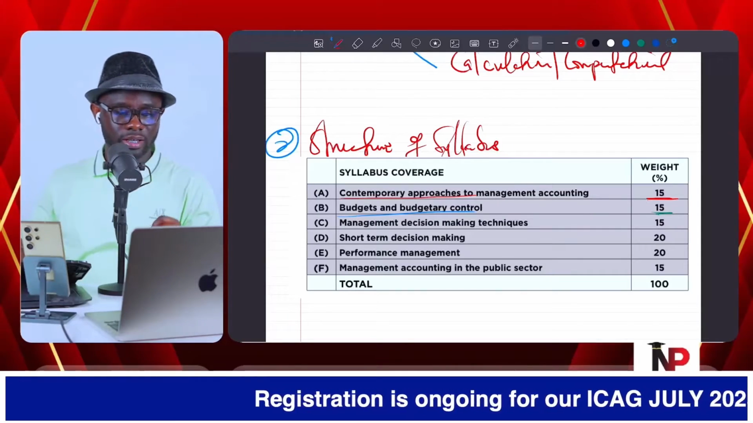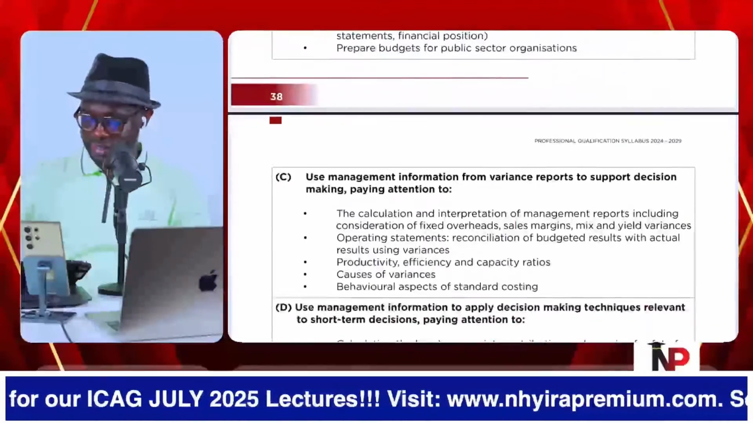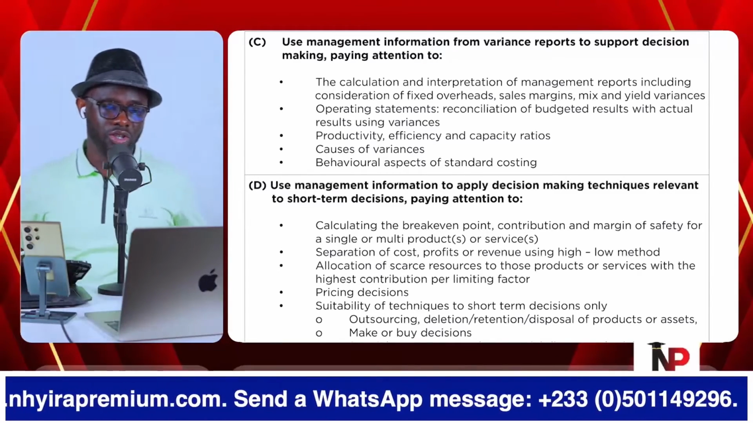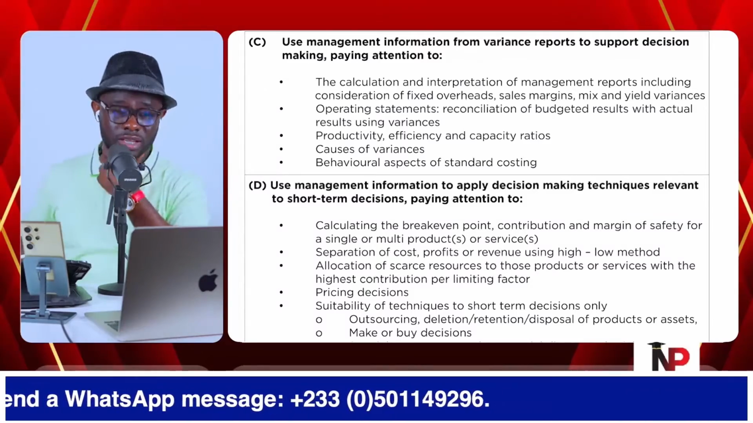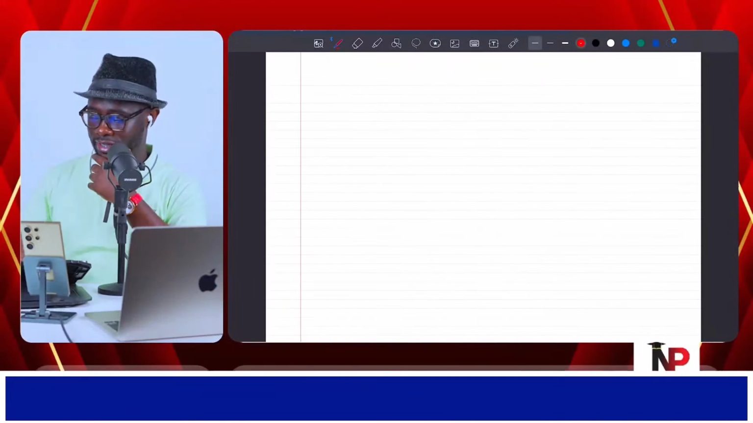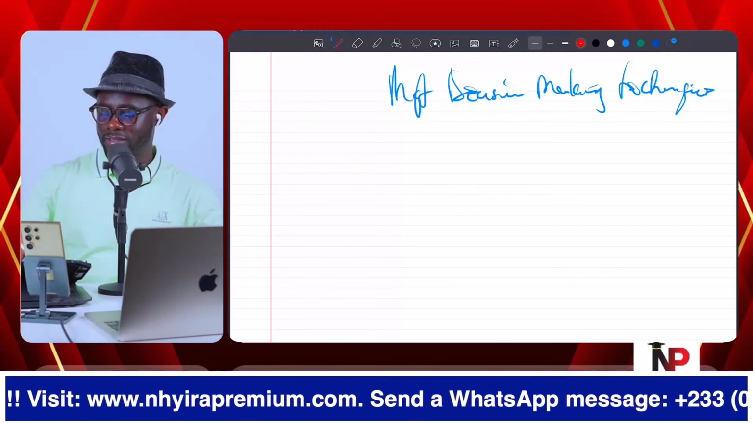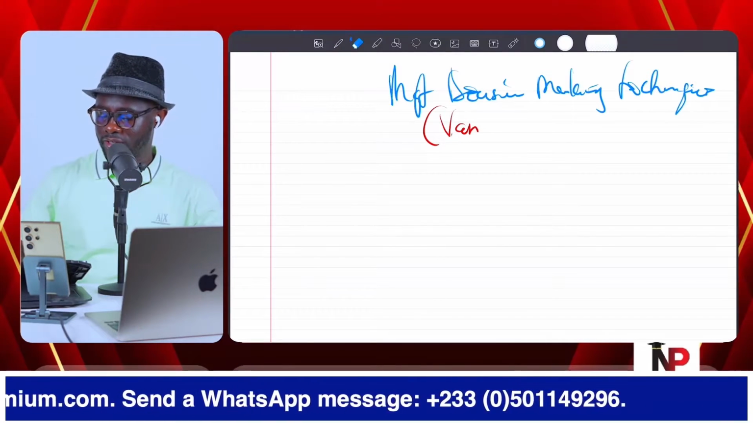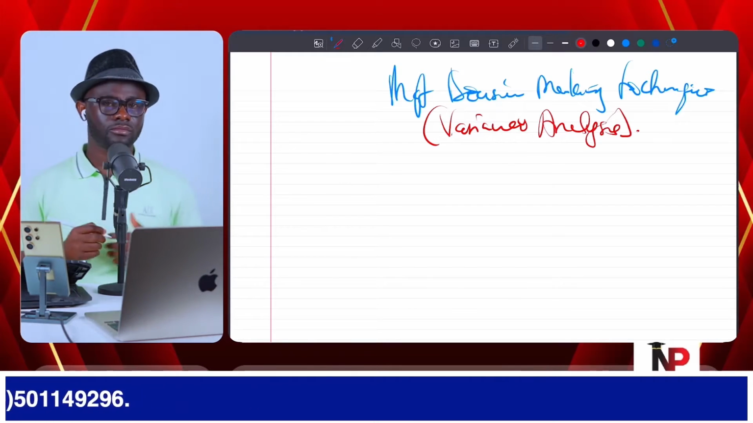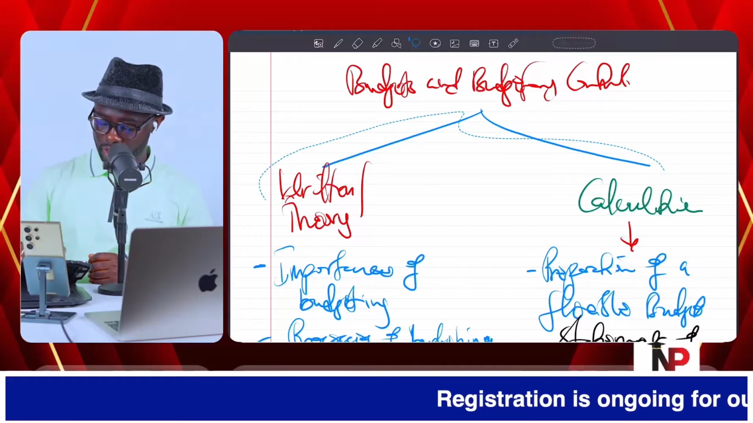Then we go to C, which is management decision-making techniques. Usually, this is where you are dealing with the issues in respect of your variance analysis. Technically, it's just dealing with variance analysis. Again, when it comes to variance analysis, it's divided into these two categories.